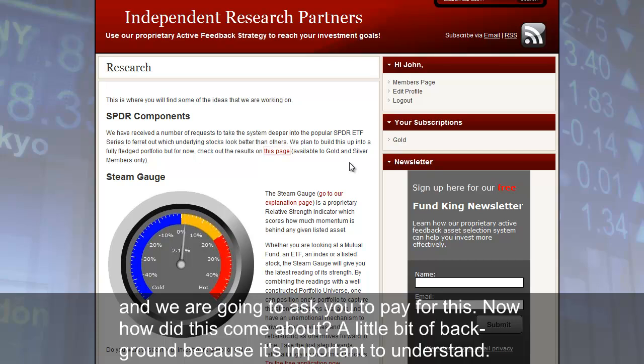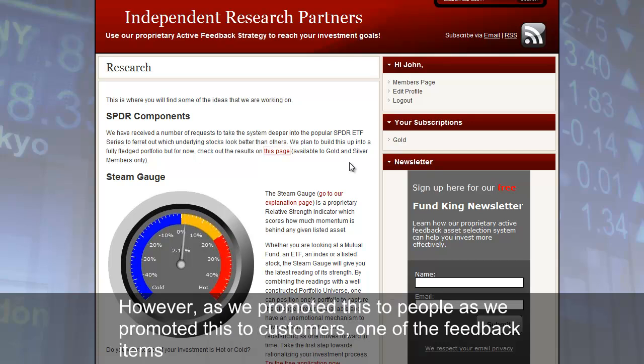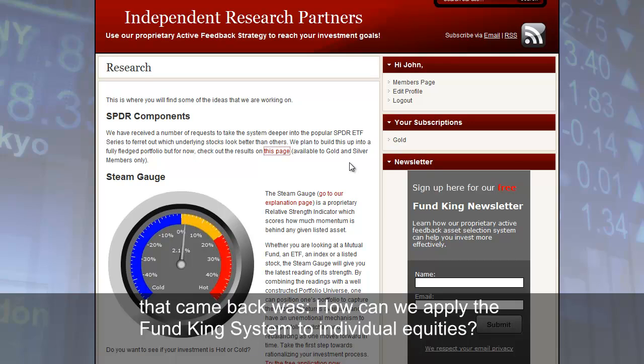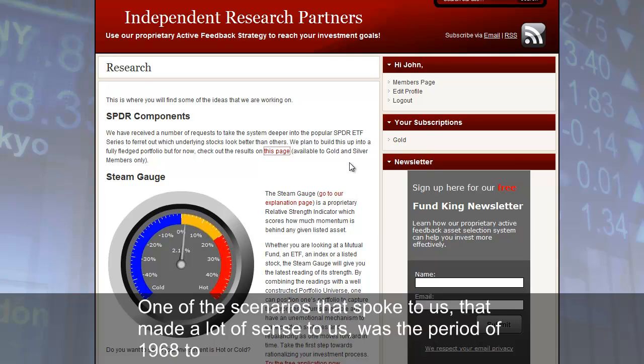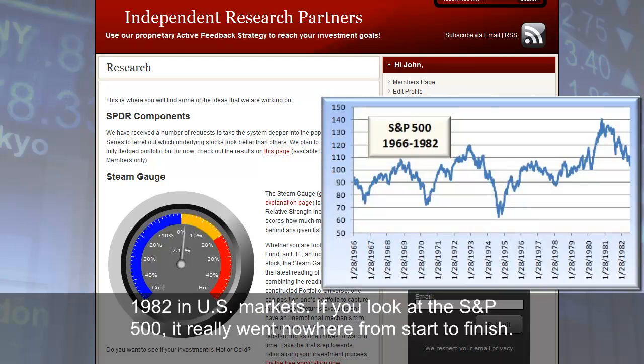When we put together the FundKing system, we were thinking primarily in terms of universes of mutual funds and ETFs. However, as we promoted this to customers, one of the feedback items that came back was how can we apply the FundKing system to individual equities? And one of the scenarios that spoke to us, that made a lot of sense to us, was the period of 1968 to 1982 in the US markets.